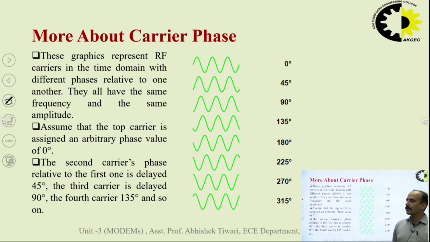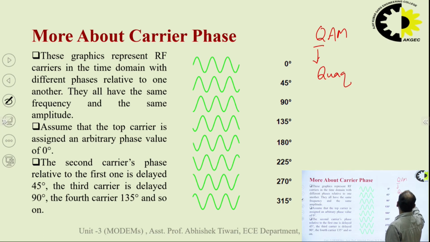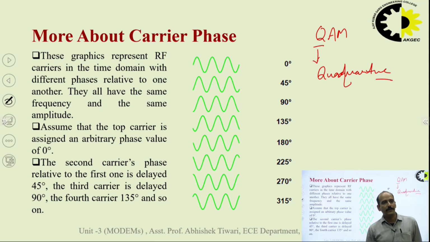So how are we going to perform this QAM? In QAM, the Q stands for quadrature. So what is quadrature? In quadrature, you are taking a phase shift of 90 degrees.